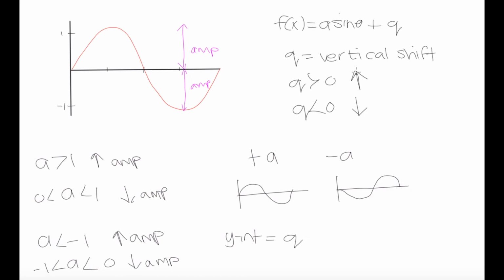So in the case of sine theta, when q is 0, our y-intercept is 0. Here we have a value of 0. But if we had, let's say, a Q value of 1, we know that we're going to have a vertical shift upwards, and our new y-intercept is going to become 1.